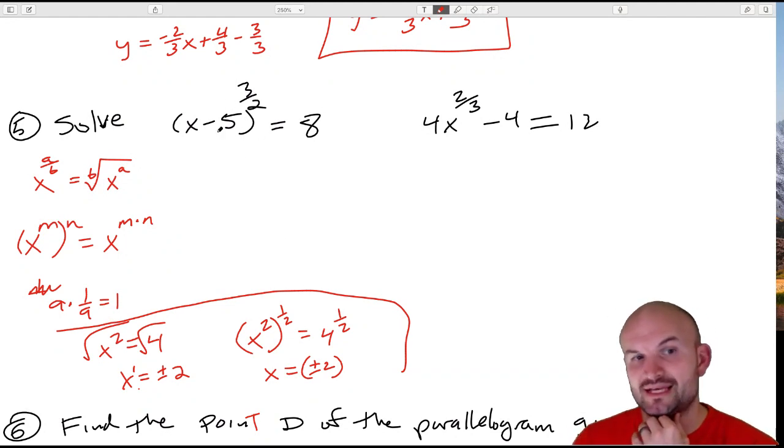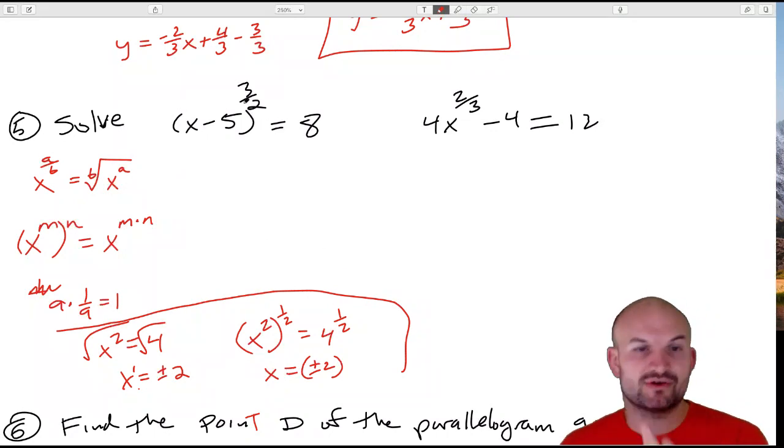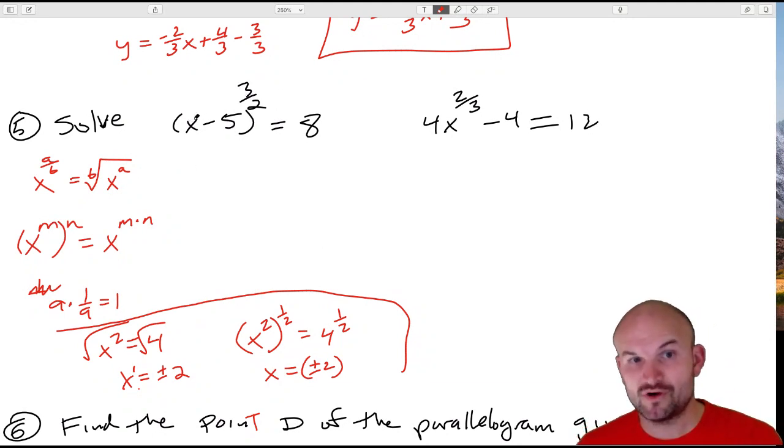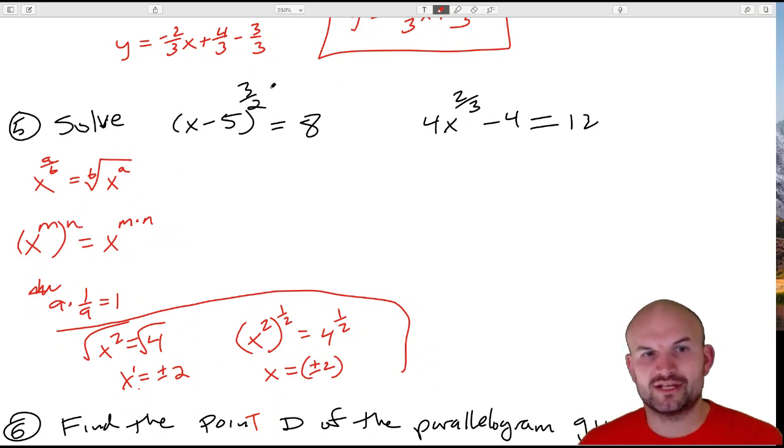Now, some people might think that because we have an even root here, we need the plus or minus. Again, be careful. It's what you're doing to solve for it. Here I have 3/2. If I want to solve for x, I want to get rid of that power, so what I can do is take the reciprocal, which is 2/3.